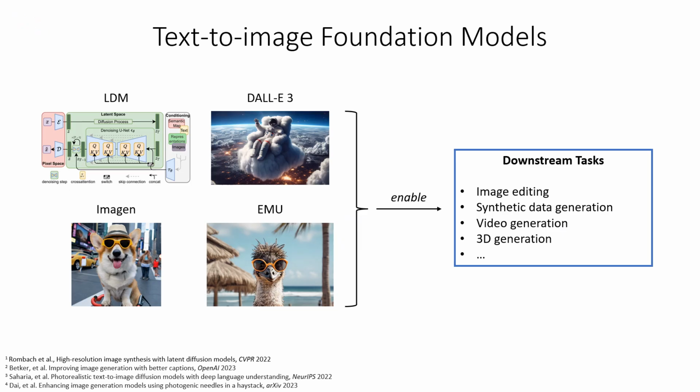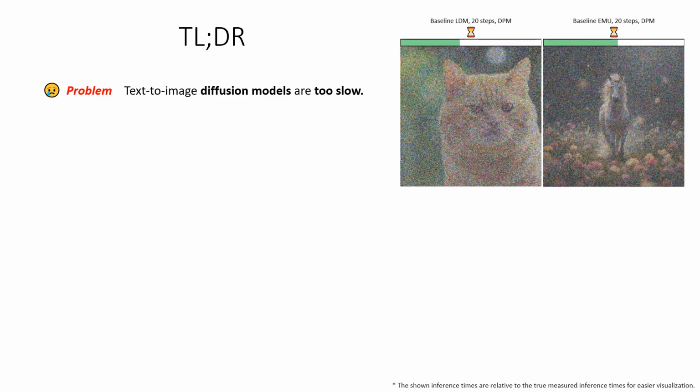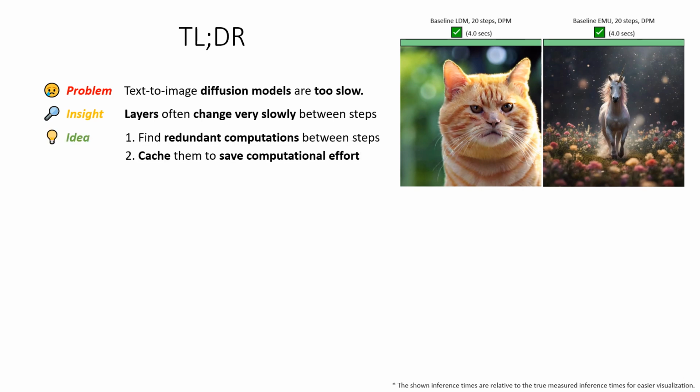Diffusion models have revolutionized the field of generative AI. These foundation models enable many downstream tasks, ranging from image editing to 3D generation. Unfortunately, diffusion models are very slow and computationally expensive. However, during our experiments, we observed that some internal layer activations often only change very slowly during the denoising process. This gave us the idea to localize these potentially redundant layers and to cache them in order to save computations and to accelerate the generation process.